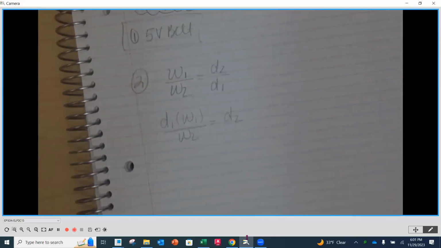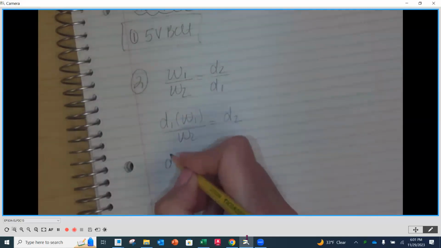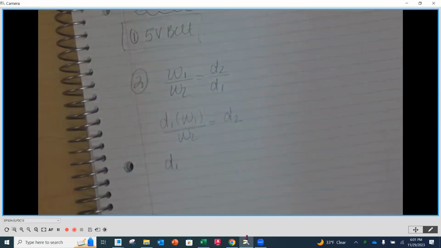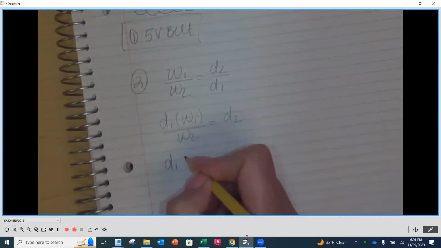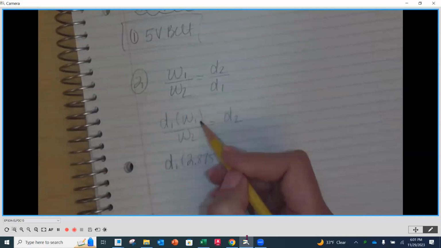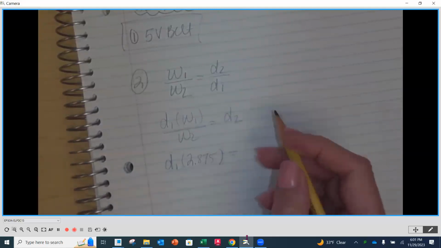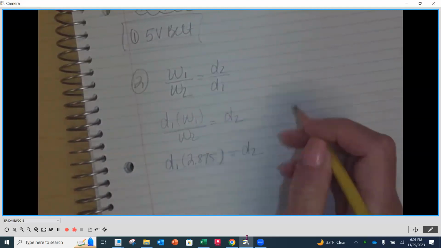Now, our known values here, we know that W1 is 1725, and we know that the desired W2 is 600. Okay, and we're going to try to get as close to that as possible. So if we plug those two values in, D1 times 1725 divided by 600, that's going to be times 2.875. Do you see that? The RPMs cancel top to bottom. So this is our velocity ratio. We're taking the velocity ratio, multiplying it by whatever our D1 is, and we're going to get D2.